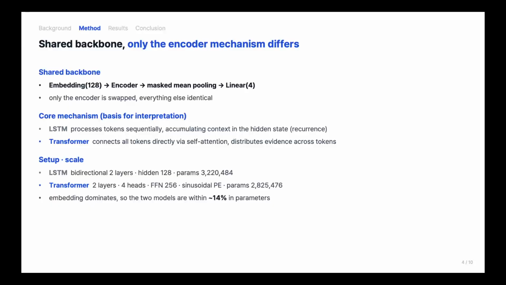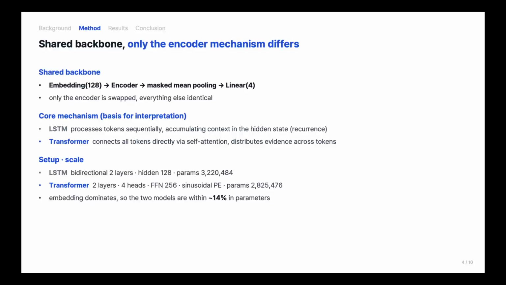The LSTM is recurrent. It reads the sequence step by step, carrying a hidden state that compresses everything seen so far. So information has to pass through a single fixed size channel. In practice, this lets it lean heavily on a few strong tokens.